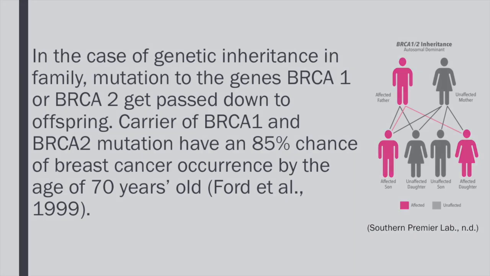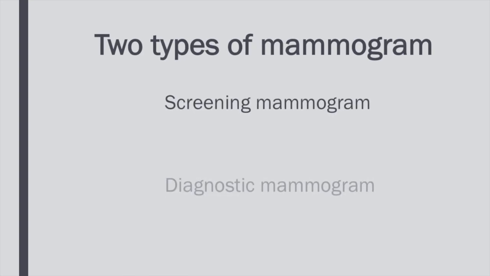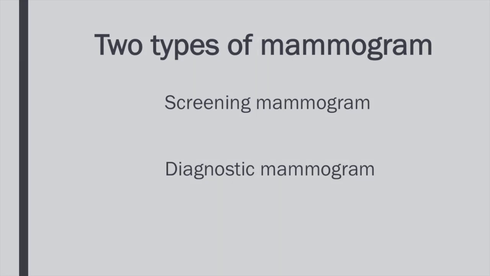Carriers of BRCA1 and BRCA2 mutations have an 85% chance of breast cancer occurrence by the age of 70 years old. Mammography is one type of medical imaging which uses X-rays to capture breast tissue with suspected tumor growth. There are two types of mammogram, screening and diagnostic. Screening mammograms aim to examine patients that show no early symptoms, whereas diagnostic mammograms aim to examine and detect breast cancer after symptoms have been detected in patients.